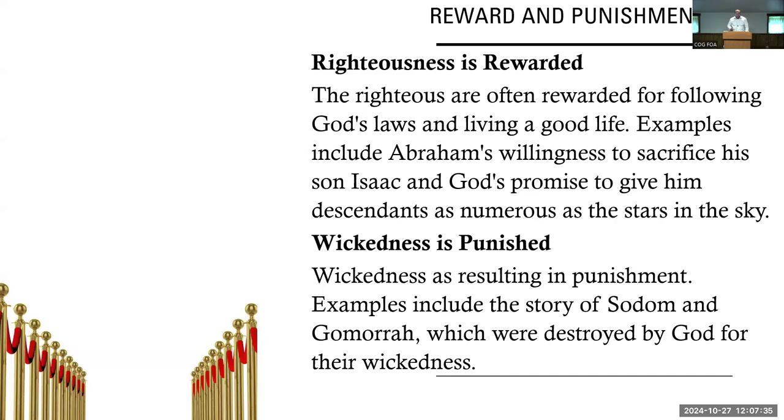We see a picture in the Bible that righteousness and obedience is rewarded and wickedness is punished. We see examples of the reward with Abraham's willingness to sacrifice his son. God stops that sacrifice right before it happens and gives him a promise of descendants as numerous as the stars. And that God really will get rid of the wickedness. He will cut it out, by the stories such as Sodom and Gomorrah.